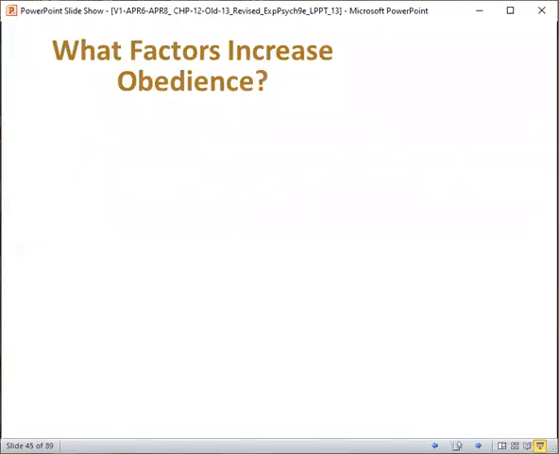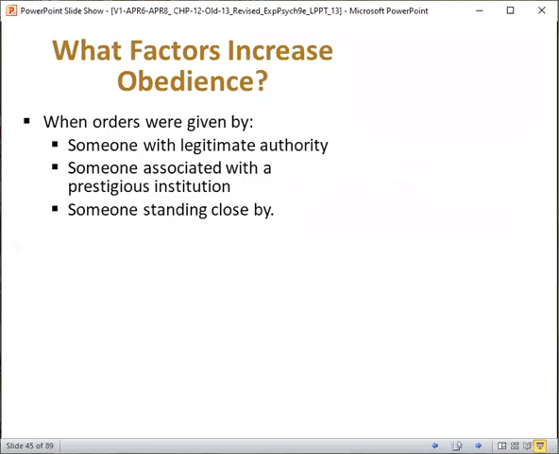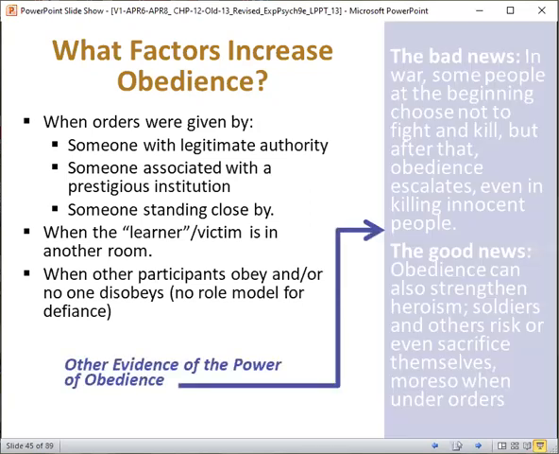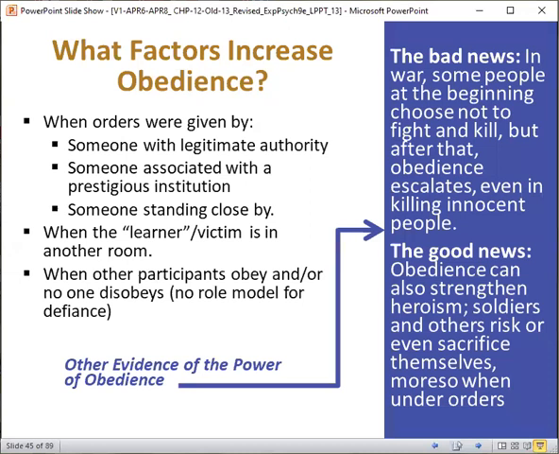So what factors increase obedience? Well, they found out the following. When orders were given by someone with legitimate authority, someone associated with a prestigious institution, and someone was standing close by. When the learner and victim is in another room, so you don't have to see them. When other participants obey or no one disobeys, so there's no role model for defiance. And other evidence of the power of obedience. The bad news is this.